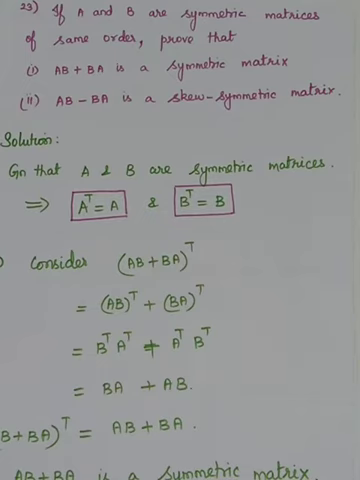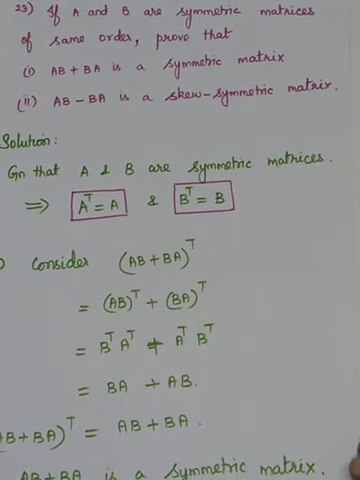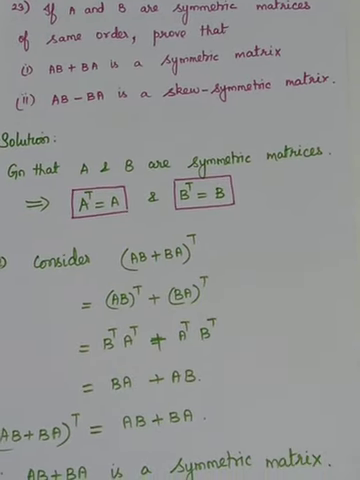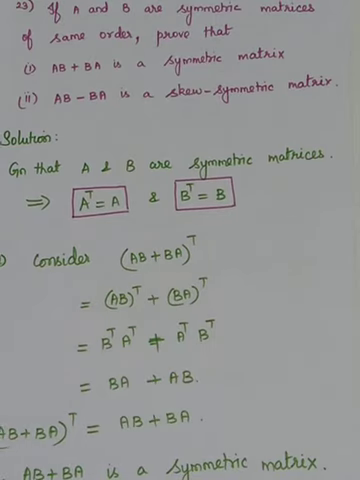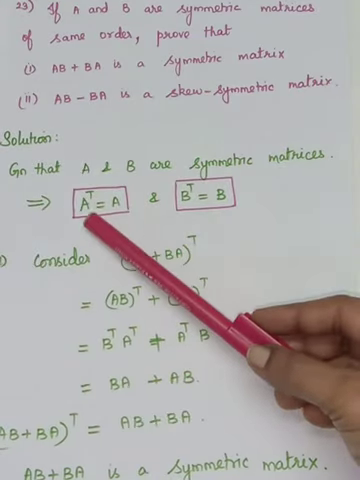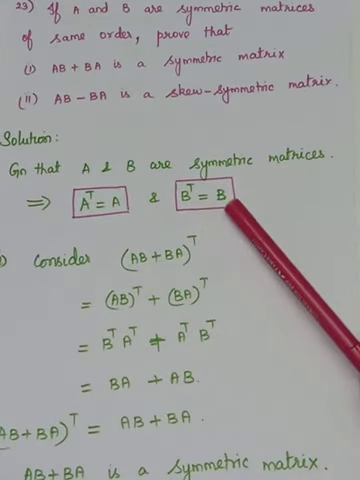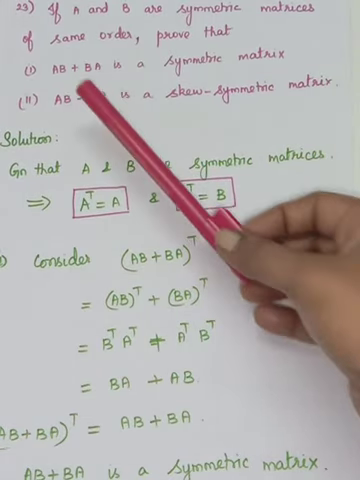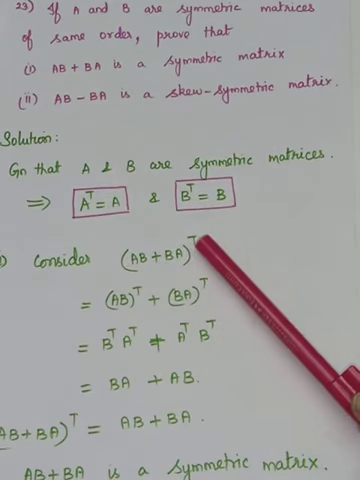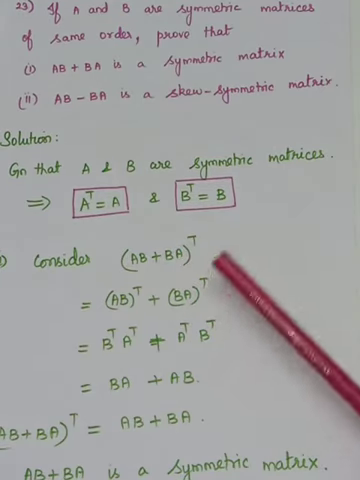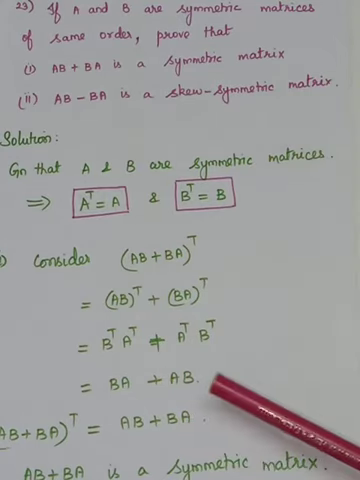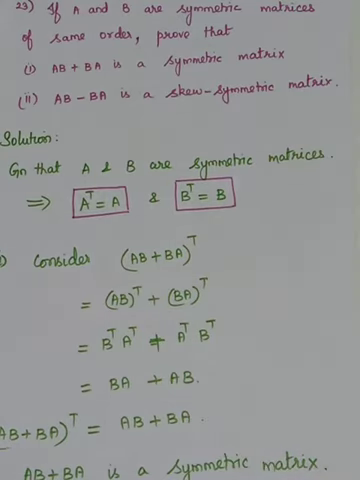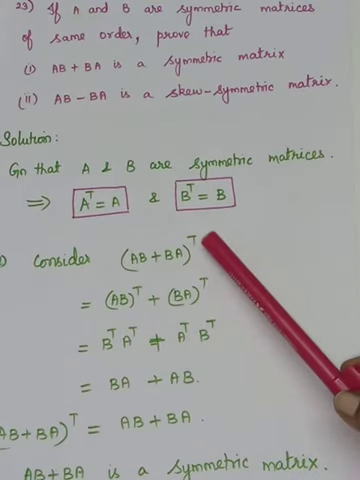If A and B are symmetric matrices of the same order, prove that AB plus BA is a symmetric matrix. Second one, AB minus BA is a skew symmetric matrix. So see what is given: A and B are symmetric matrices. Symmetric matrices means what? A transpose is equal to A and B transpose is equal to B. So here which one do we have to prove is a symmetric matrix? AB plus BA. So you take that matrix and take its transpose. If you get the same answer, you can very well say that matrix is a symmetric matrix. So first, AB plus BA whole transpose.